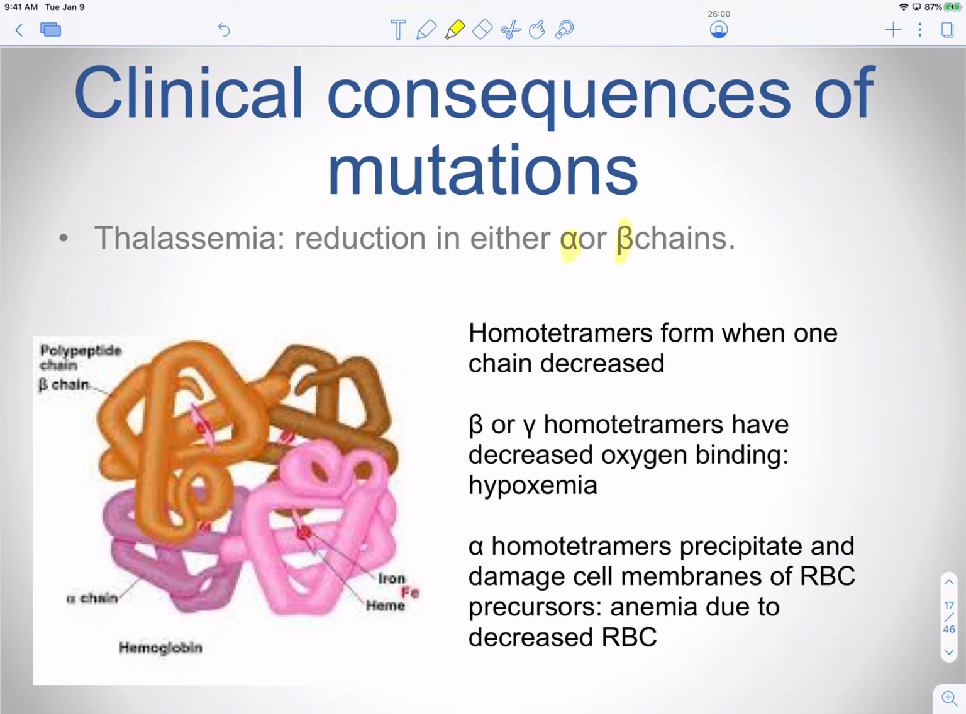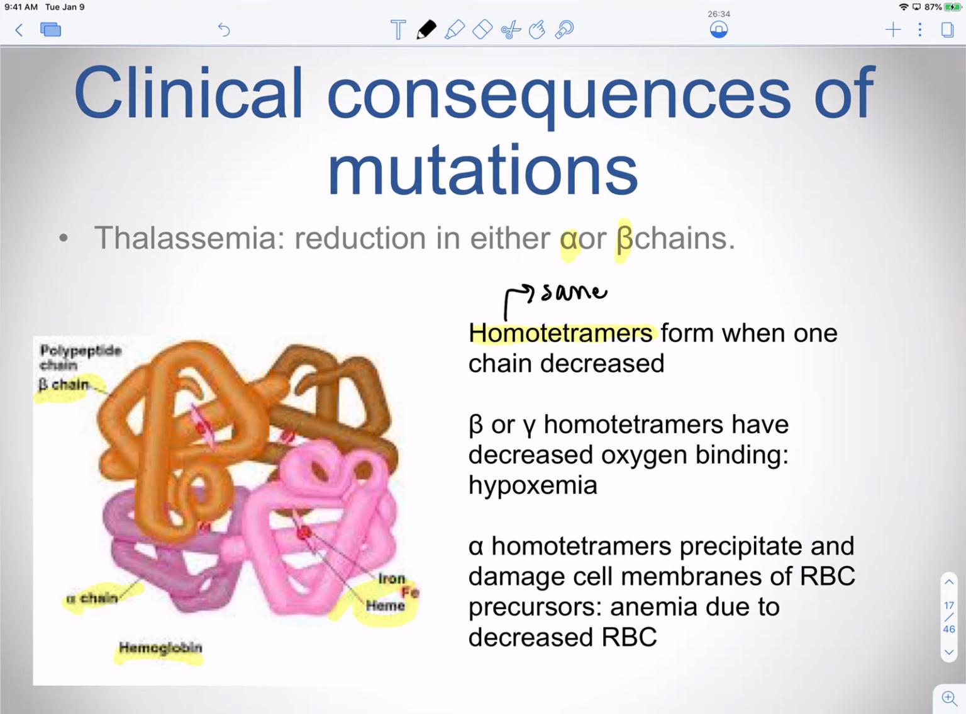So here you show your beta chains and your alpha chains. And then, of course, this will make up hemoglobin, in which you're going to transport oxygen, for example. So homotetramers are going to form when one chain decreases. So again, hemoglobin A and B, you want them in balance. And if one chain is mutated, then you're going to get more of the other chain. And homo, of course, means same. So you'll have 4 alpha chains or 4 beta chains, for example.